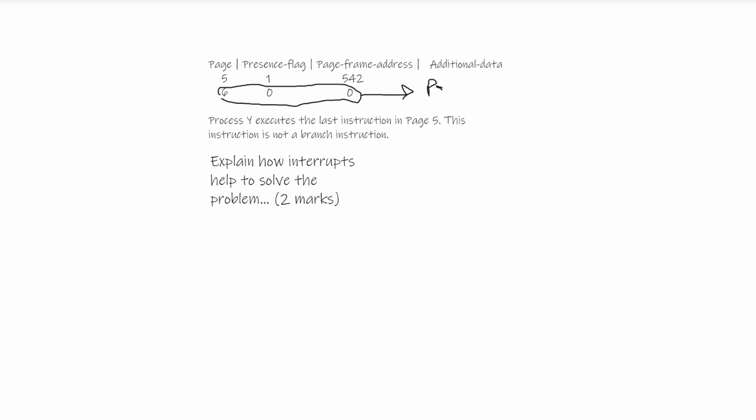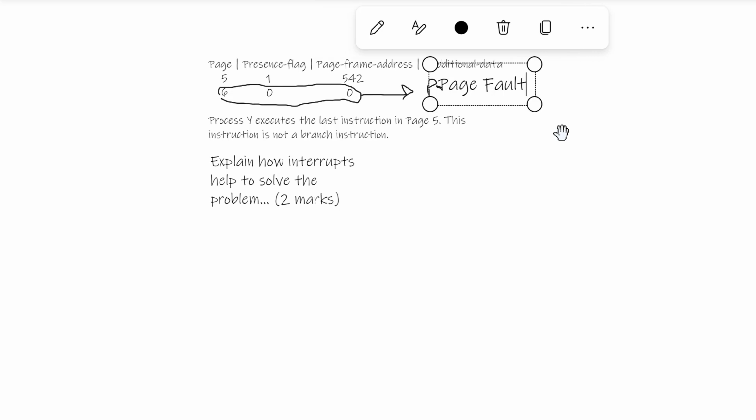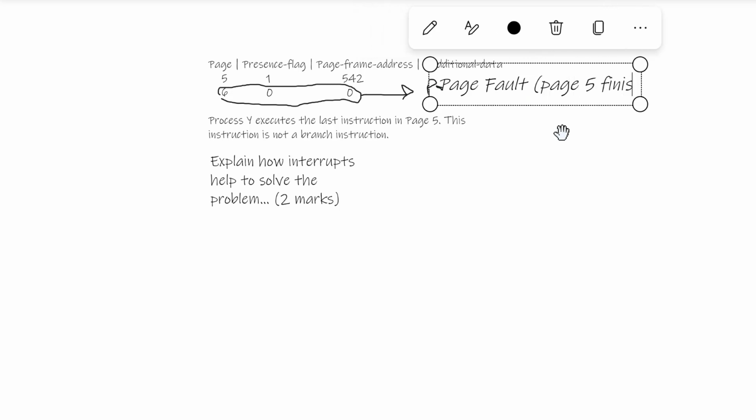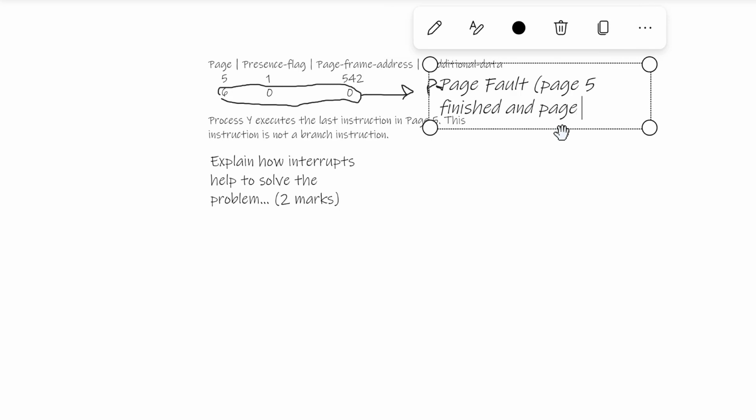So let me just write that down, because I can't write using my mouse. Page fault. You want to know that term. It's basically to describe the situation that page 5 is finished and page 6 is not in memory. That's basically what page fault means.